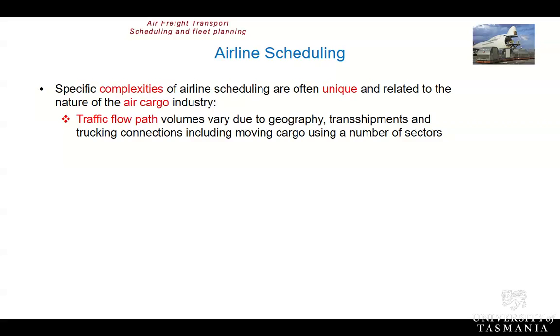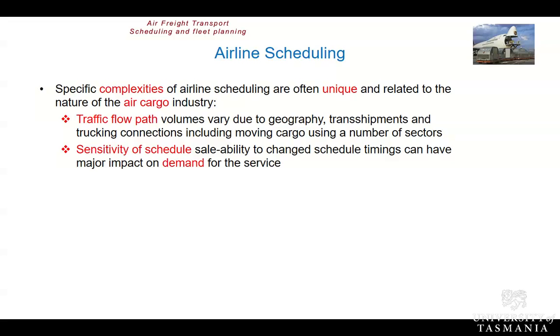In addition to that, depending on the markets that you're servicing, it's going to be different types of geography. You might be called upon to do transshipment, so you need the right infrastructure in place to do that, or trucking connections. And if you're a freighter, you're more likely to take up the advantage of a number of different stops along the way to build up your payload.